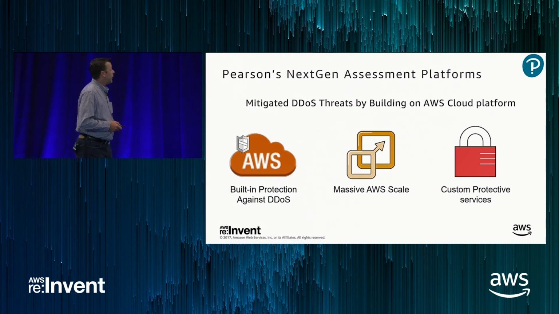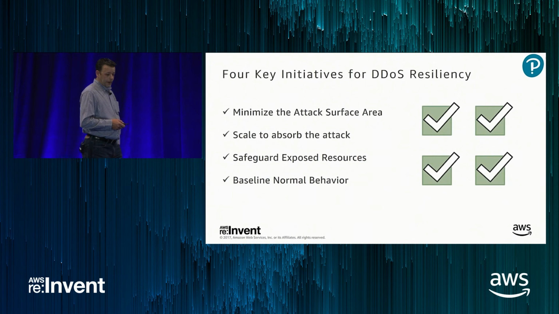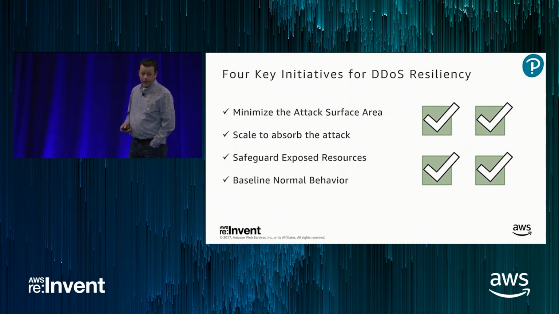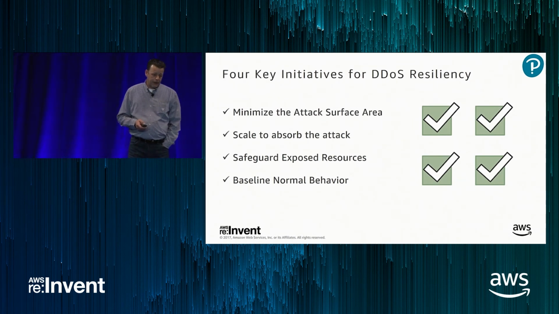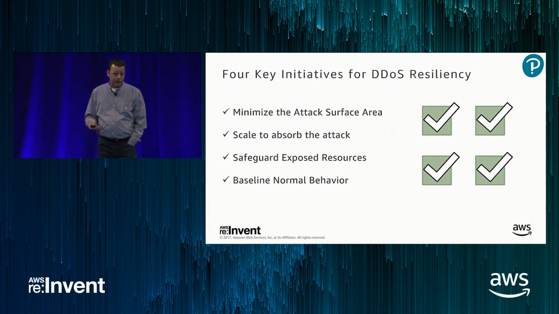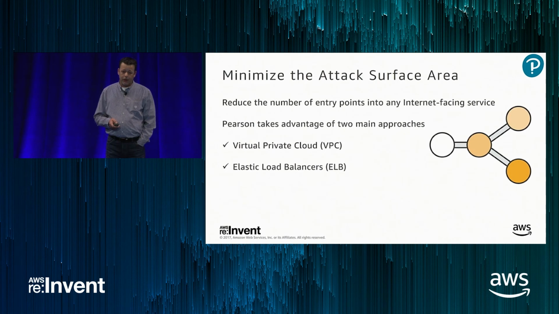So we started with the DDoS protection with Amazon, and we followed their best practices. We looked at a few things here: minimize the attack surface area, scale to absorb the attack, safeguard our exposed resources, and baseline normal behavior.